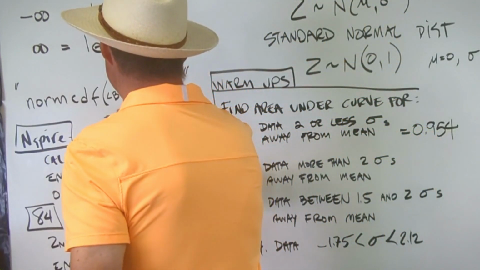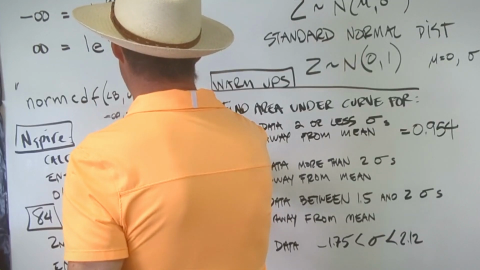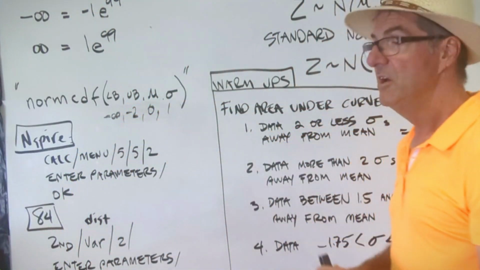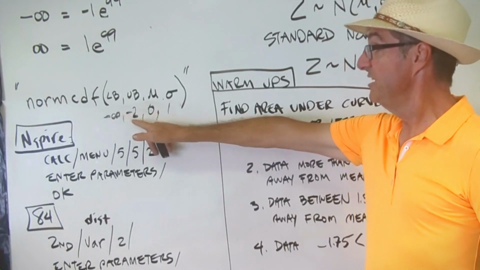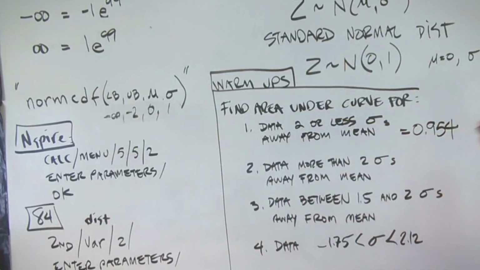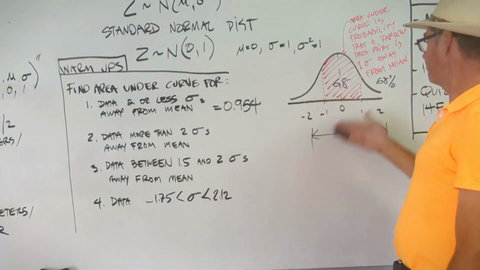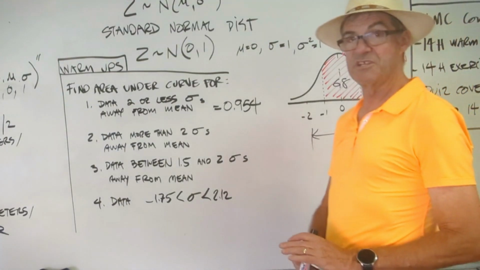The lower bound is negative infinity. The upper bound is -2. And then we have our mu of 0 and our standard deviation of 1. So here are your parameters. Minus infinity to -2. That gathers this part of the curve. And then you'll have to do the same thing for positive infinity, or from +2 to positive infinity.